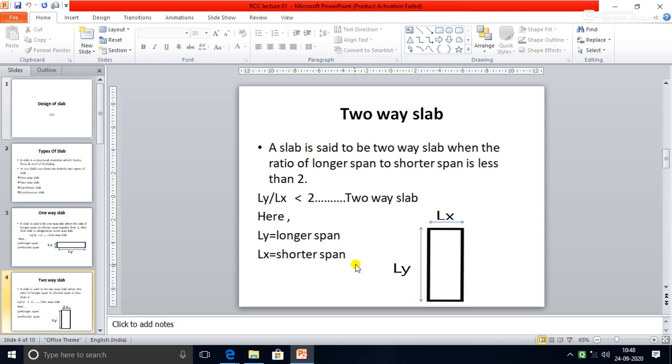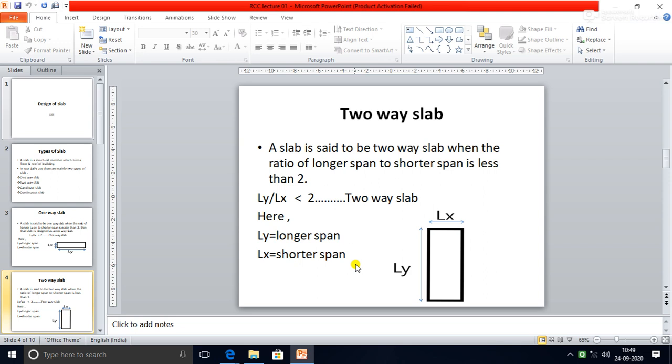Here also, when we are going to design a two-way slab, what is the use of a two-way slab when it is provided? What is the use of a one-way slab when it is provided? Why is one-way provided? Why is two-way provided? Why is a two-way slab not provided for all the spans? Or why is a two-way slab not provided for a one-way slab? You have to remember. I am going to explain afterwards.